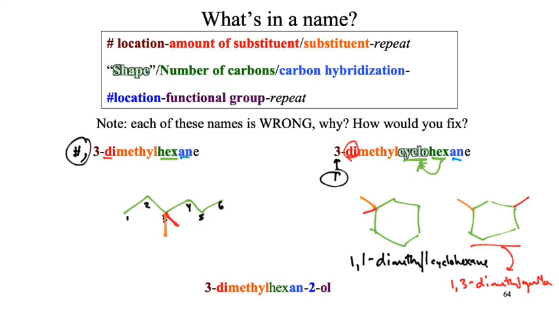Couldn't it have been 1,5? Right? 1,2,3,4. Isn't that 1,5? I want the lowest numbers possible. So we'll go 1, 3, not 1, 5. Make sense?